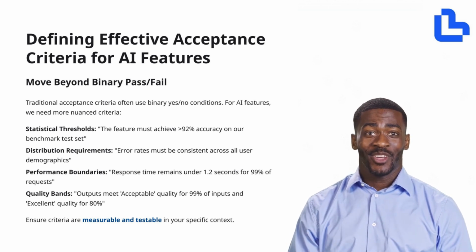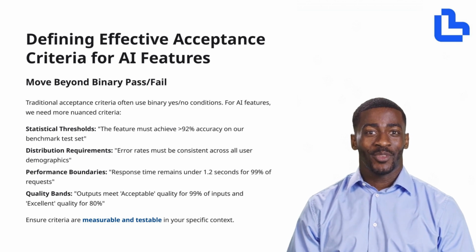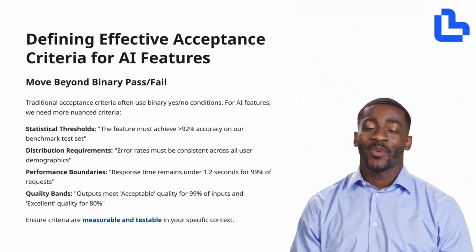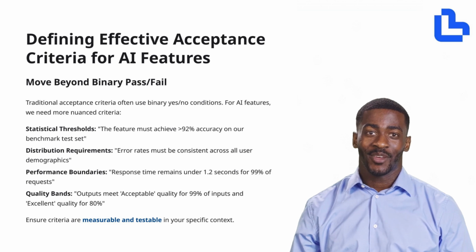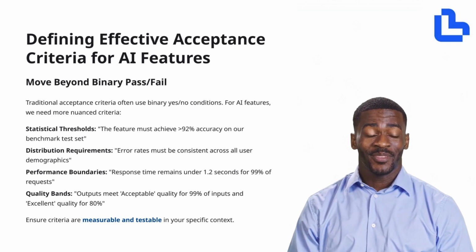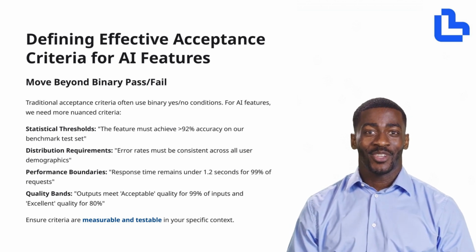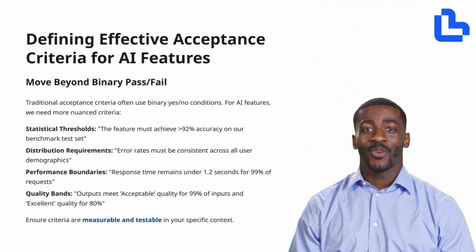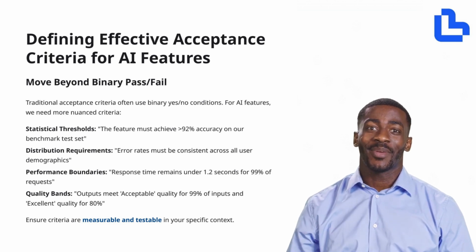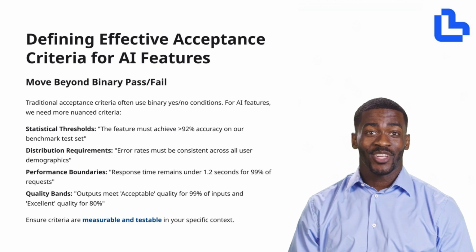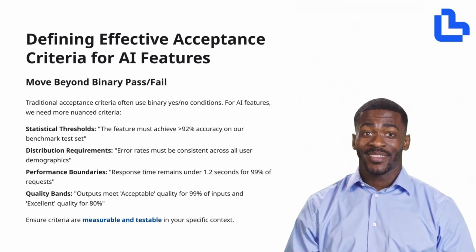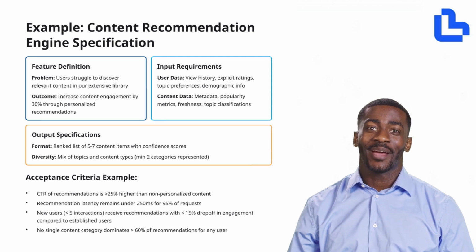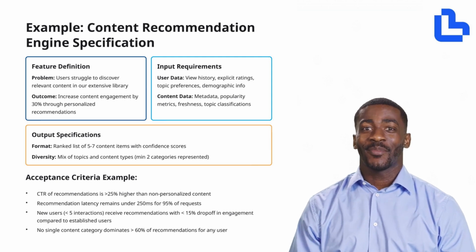The key is to make your criteria measurable and testable. They should be grounded in real-world usage and aligned with user expectations. When done right, acceptance criteria become a powerful tool for guiding development, validating performance, and ensuring your AI feature delivers consistent value. Now it's time to put everything we've learned into practice.